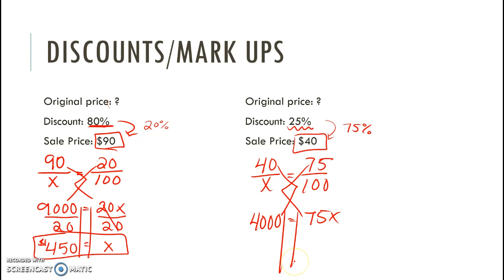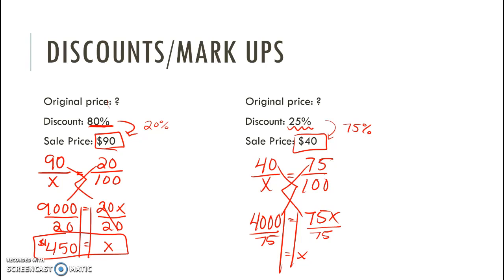We need to solve for our X. So to get X all by itself, we're going to divide by its coefficient of 75. So we do the same thing on the left side here. So 4,000, we're going to divide that by 75. And we're going to get something that is not a whole number, which is completely all right. We're going to divide that. When we divide, we get 53.3 repeating.